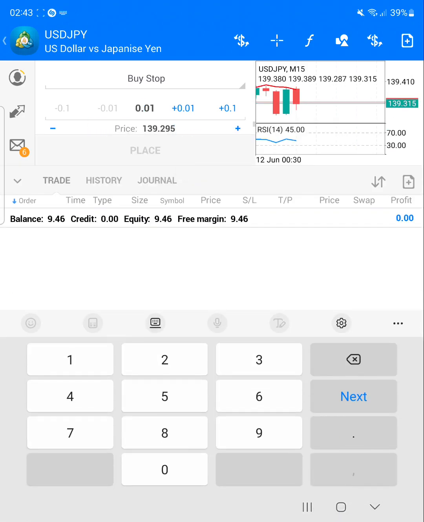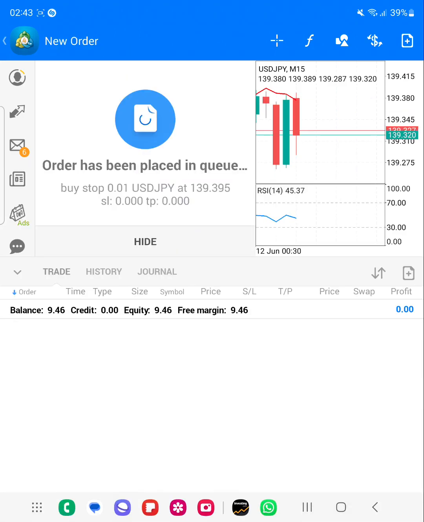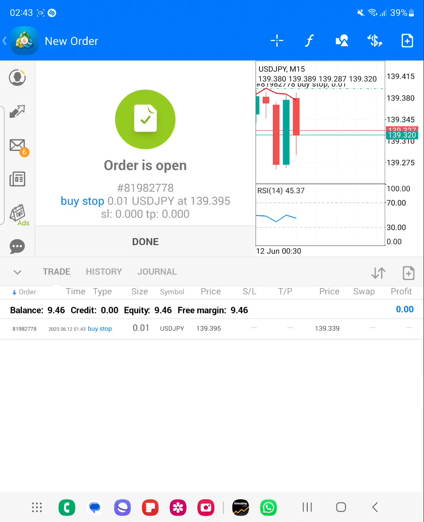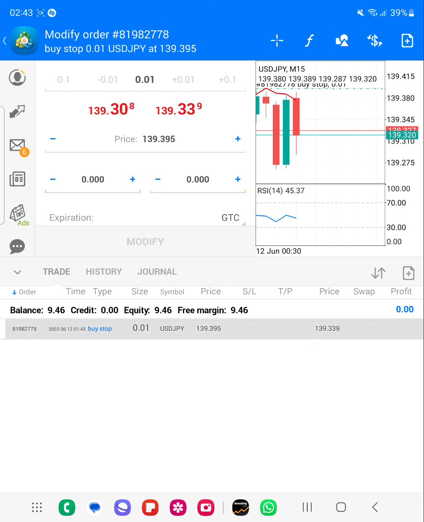On your calculator, you're going to take 139295 without the full stop, and you add 100 points, and then whatever total you get, you put it as it is. After that, you place your order. You see my order is placed right here at the bottom. And then when you're done, you go back to the same chart again.